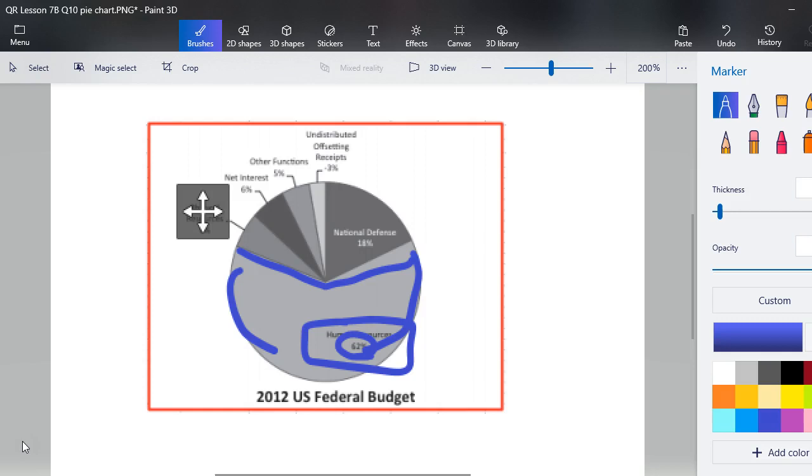Where's the least spending? And then this is where it gets a bit interesting, where we start noticing that other functions, that's a 5% sliver. But then this undistributed offsetting receipts is actually a -3. So that would be some really good conversation as to, well, do we actually put it in there? It's not really a positive, but it's part of the whole budget. That's why I wanted to show you this one, because I made the other one using Excel. Here's another example of a pie chart. Bottom line, looking at question 11.